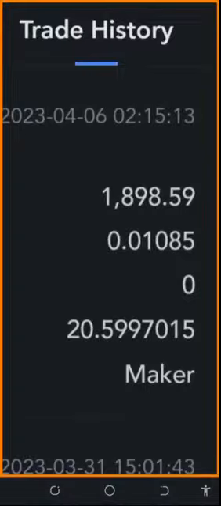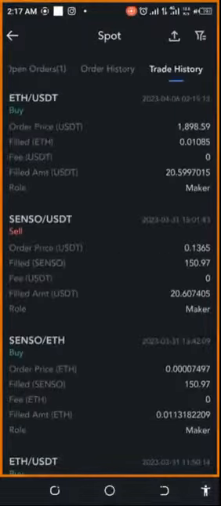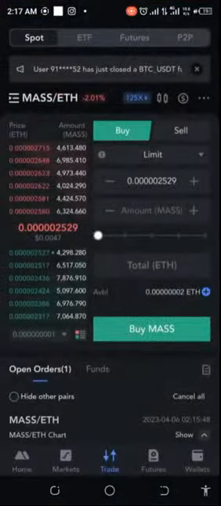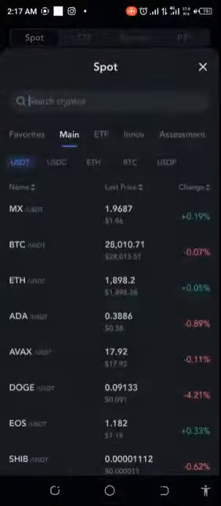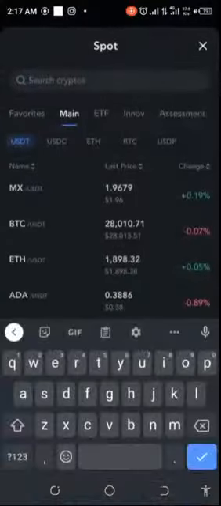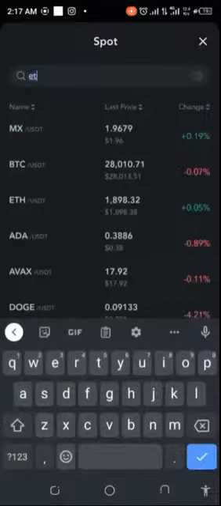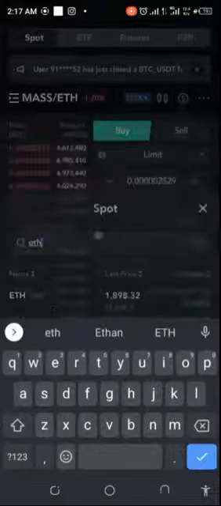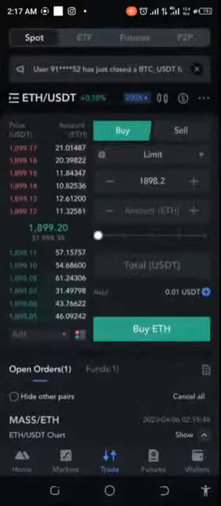Hmm. Okay. So that means if I bought it at 1898, I should be looking at ETH and make sure that once my price goes above that, I should be looking at something in that range going back to boomerang. Okay. So let's go to ETH and see what the current price is now and see whether this is doable to boomerang.